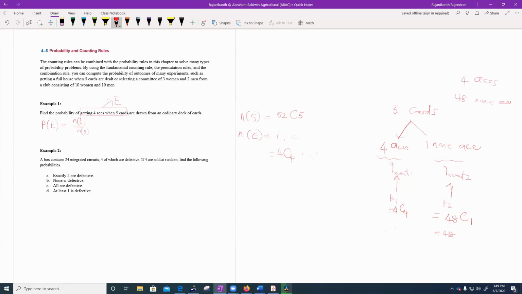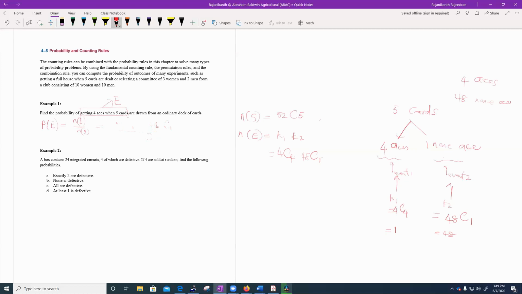Plugging these two values into your formula, you will get the probability of E. So N(E) is 4 choose 4 times 48 choose 1, all over the total number of possibilities in the sample space, which is the card pack of 52. Out of 52, I am looking for 5 different combinations. So this is my answer.